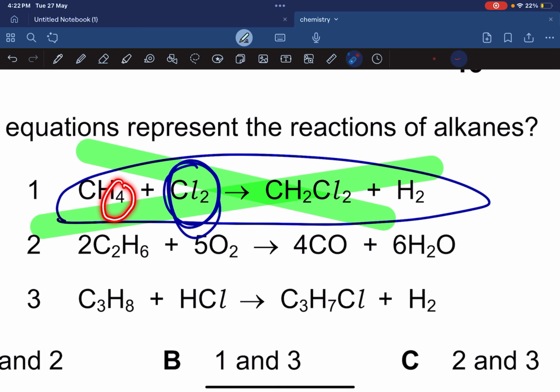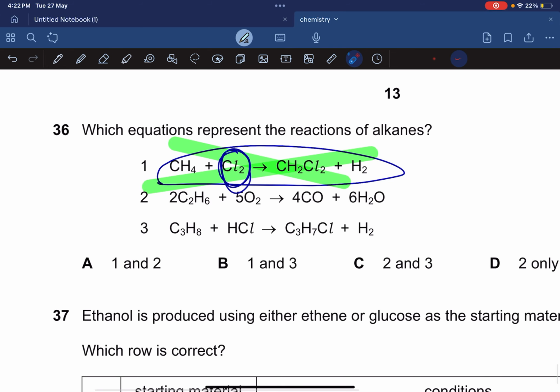From CH4 it replaced two hydrogen atoms to make CH2Cl2, and with two chlorines at one time, hydrogen gas came out. This is impossible. At one time, you can only replace one hydrogen atom and you form HCl, not hydrogen gas. So reaction 1 is not possible.